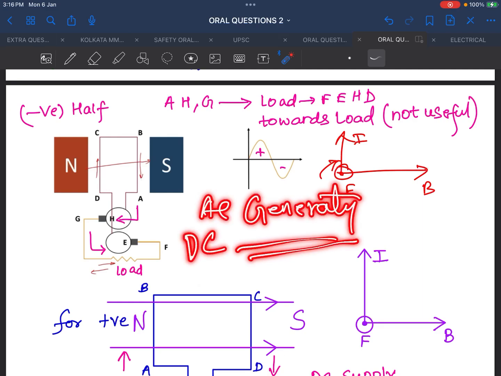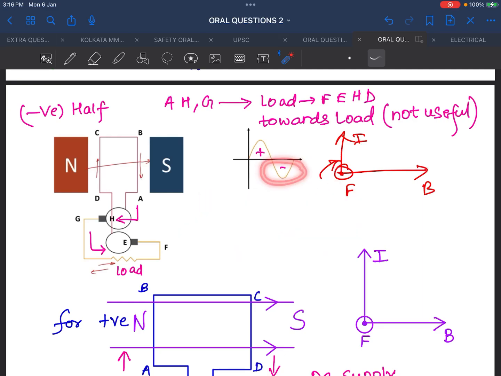But for a DC generator we want DC, we do not want this negative cycle. So what do we have to do? We have to reverse this negative cycle into the positive cycle, because we need DC output, not AC output. So how can we reverse this direction? We can reverse this direction with the help of the commutator. It reverses the direction in every half cycle, so that it will always rotate.